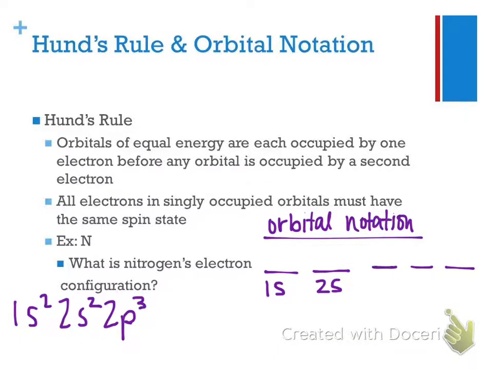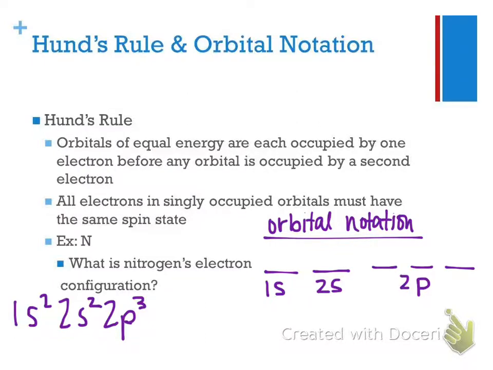So if I just make one big orbital for the p's, that could only hold 2 electrons, and I need it to hold 3. So when I draw my p orbitals, I'm going to split it up into 2s, right? The p orbital has 3 different parts to it. Each of those could hold 2 electrons, which gives us a total of 6 within that p block.